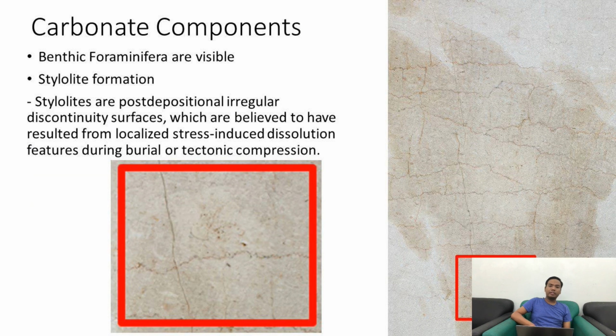Next are some fossils that can be found at the Limestone Cave, which are benthic foraminifera and stylolite. Stylolites are the most visible post-depositional features on the coarse and accessible outcrop of the Kinta limestone. Stylolites are post-depositional irregular discontinuity surfaces, which are believed to have resulted from localized stress-induced dissolution during burial or tectonic compression. That's all from me. Thank you.